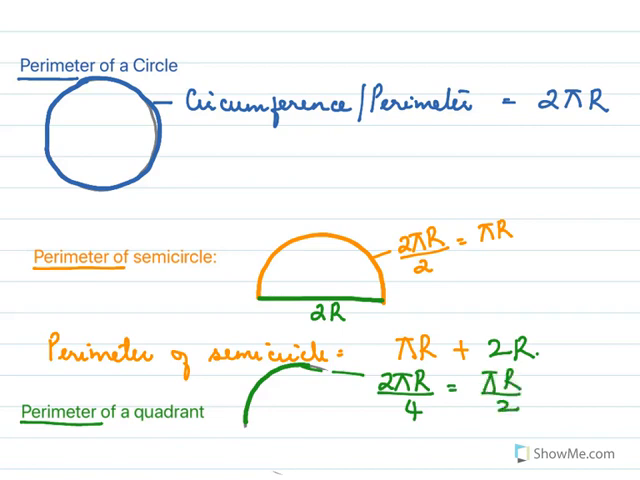But we are not done. This quadrant has got one radius and another radius, r and r. So to find the perimeter of a quadrant, it will be pi r divided by 2 plus 2r. This will be the perimeter of a quadrant. One r, another r here with the arc. So just to repeat, this perimeter is pi r divided by 2 and r plus r. That would be the perimeter of a quadrant.